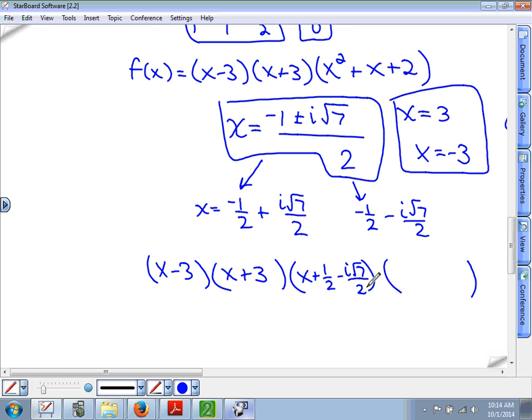Now do the same thing to the other one. If you imagine that there's an x in front of this, what are you going to have to do? You're going to have to add the 1/2 over and add the i root 7 over 2. So it's x plus 1/2 plus i root 7 over 2. That's all you do.